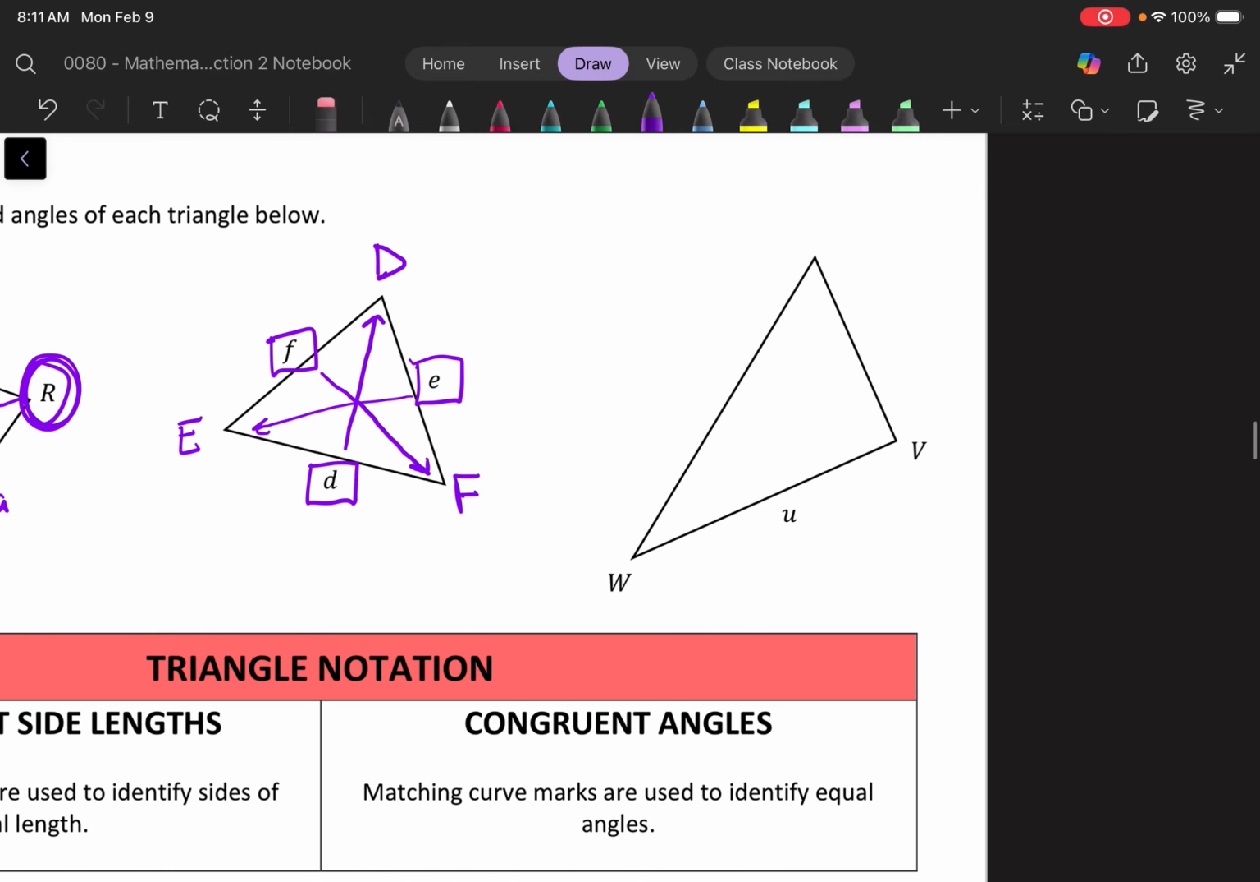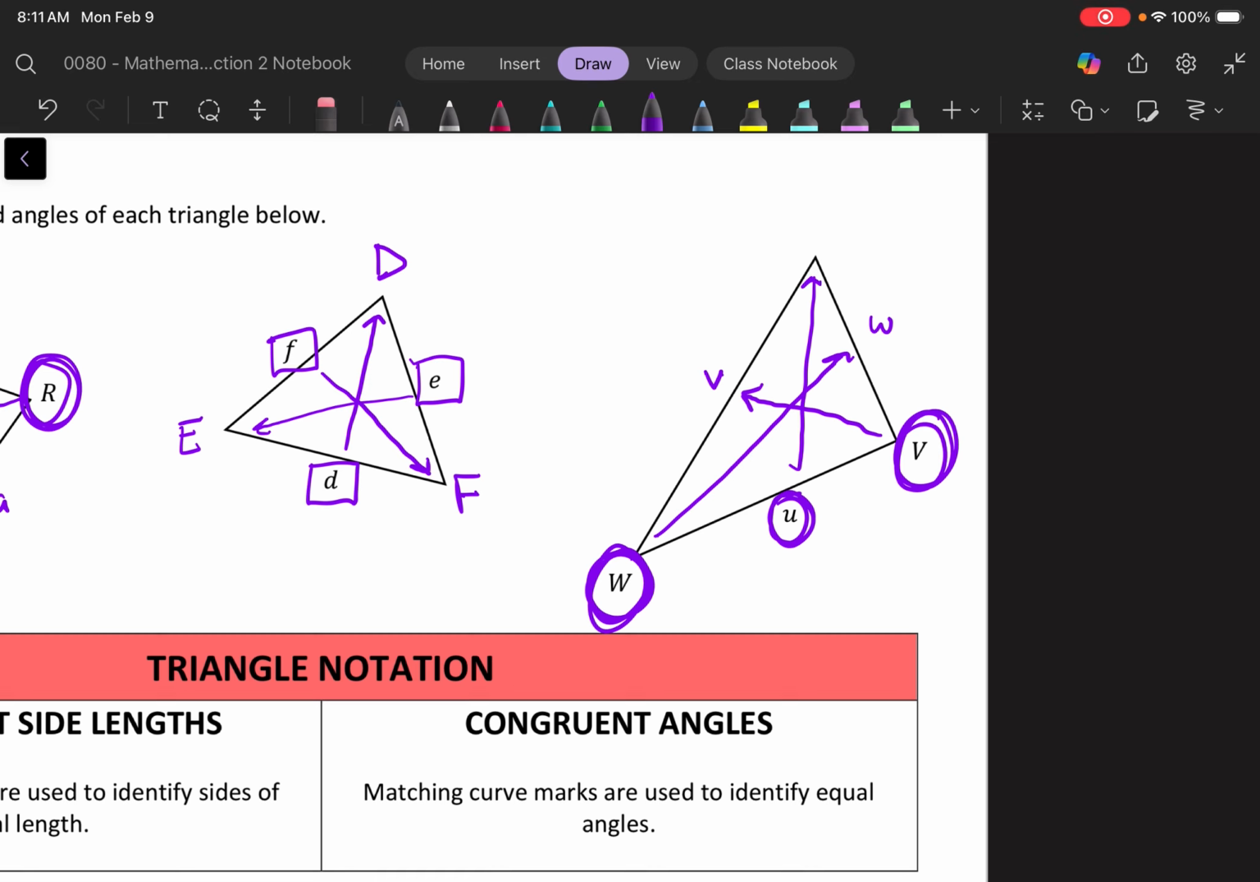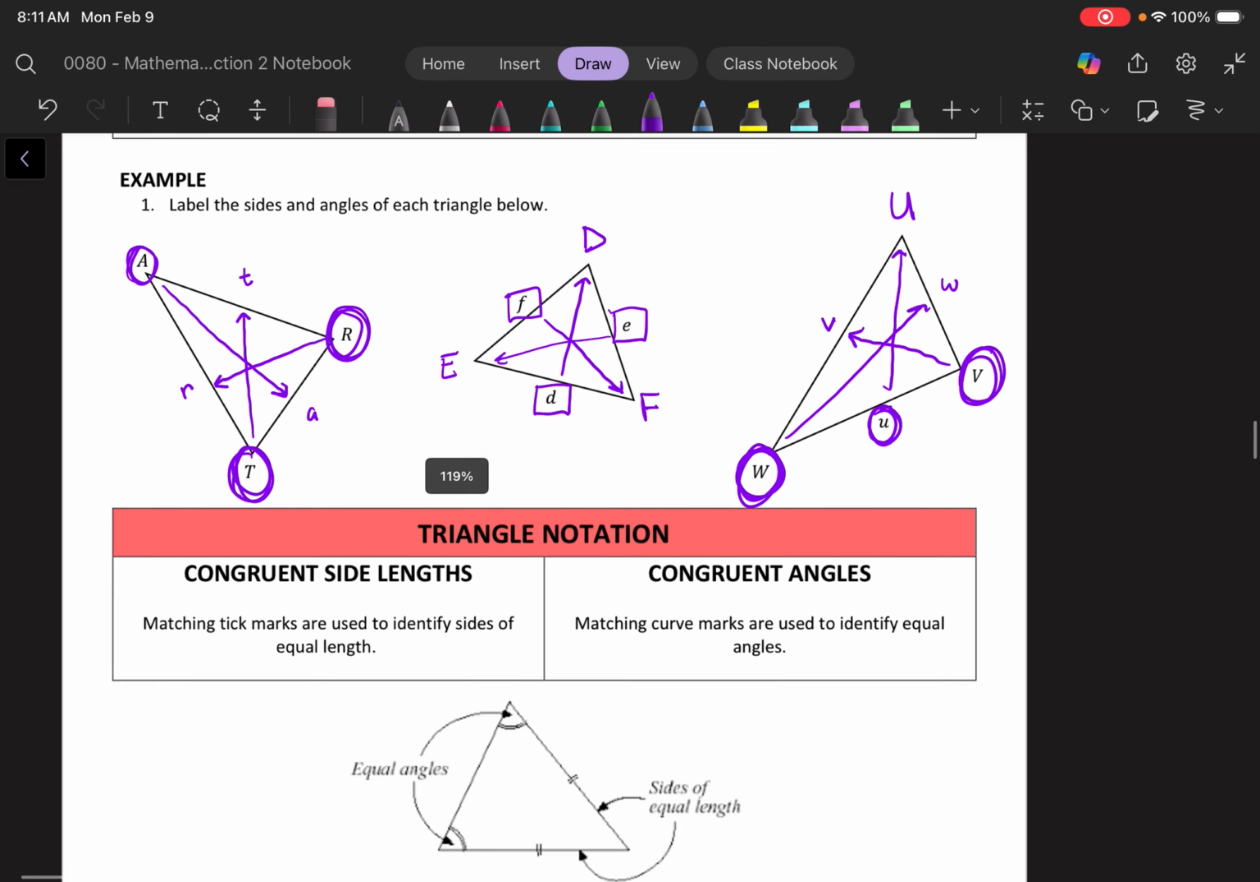And last but not least, we have a mix of angles and side lengths provided, and we just have to fill out the rest. I'm going to start with the angles. I know this angle will be opposite side length little baby w. This angle V will be opposite side length little baby v. And this side length will be opposite angle capital U, just single U. Okay, so we're welcome to go ahead and name angles in a triangle and side lengths in a triangle using this method.